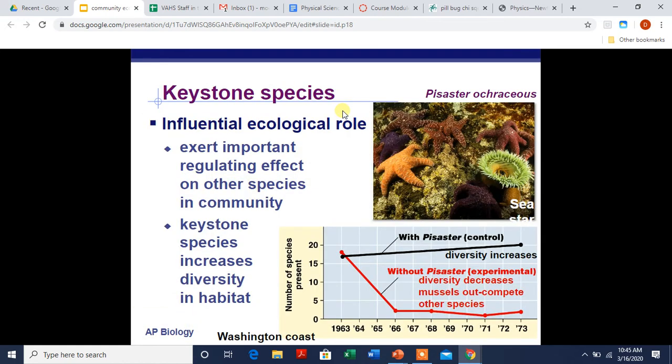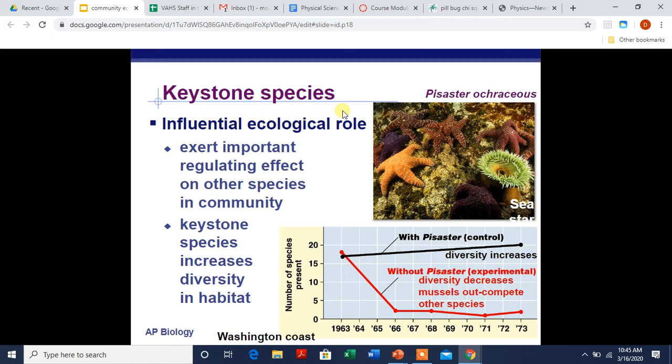A keystone species is something different. It does not have to be the dominant species. It could be, but it doesn't have to be. More importantly, it is the species whose influence impacts the community much more strongly or to a greater extent than any of the others. It has an influential ecological role, or it exerts an important regulating effect on other species in the community.